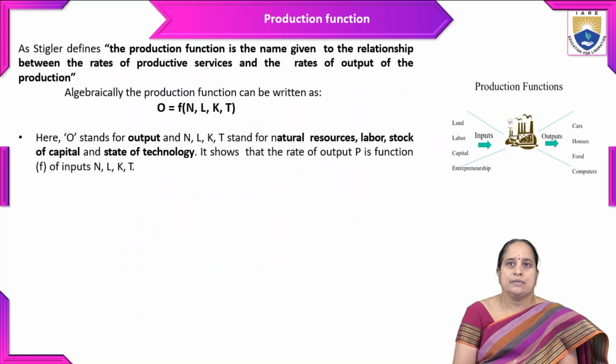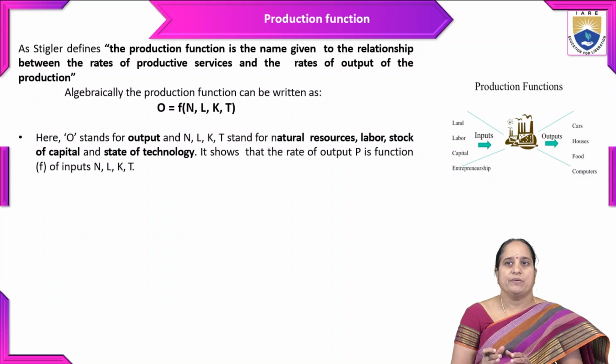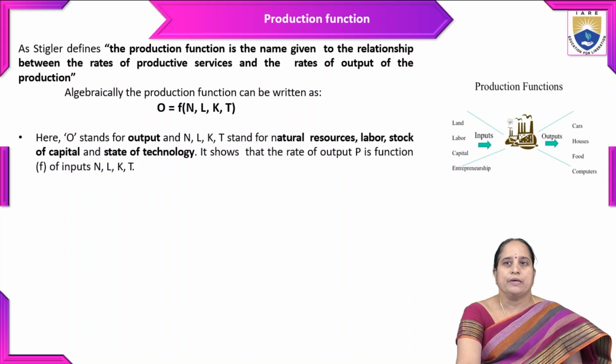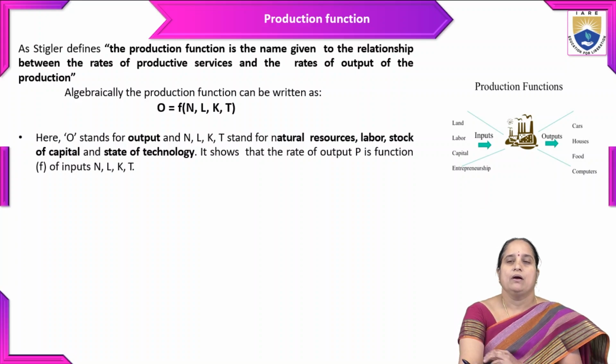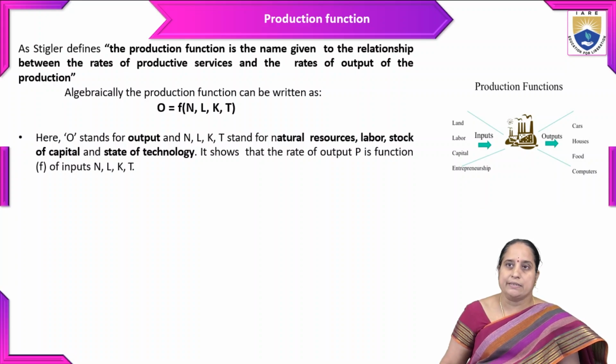As Stigler defines, the production function is the name given to the relationship between the rates of productive services and the rates of outputs of the production. So algebraically, the production function can be written as O is equal to F of NLKT, where O stands for output and NLKT stands for natural resources, labor, stock of capital, state of technology. So it shows the rate of output is the function of inputs NLKT.